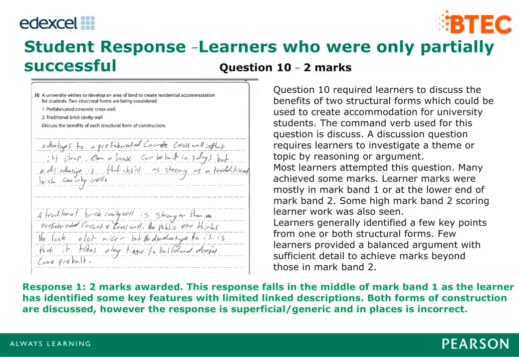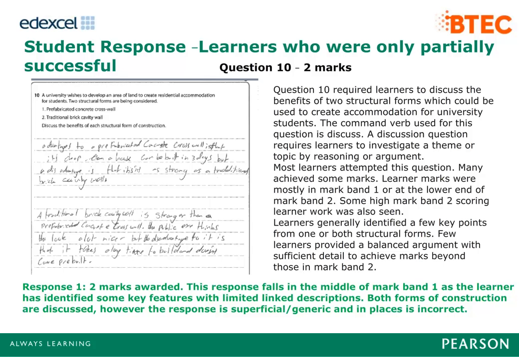Many achieved some marks. Learner marks were mostly in Mark Band 1, or at the lower end of Mark Band 2. Some high Mark Band 2 scoring learner work was also seen. Learners generally identified a few key points from one or both structural forms. Few learners provided a balanced argument with sufficient detail to achieve marks beyond those in Mark Band 2.